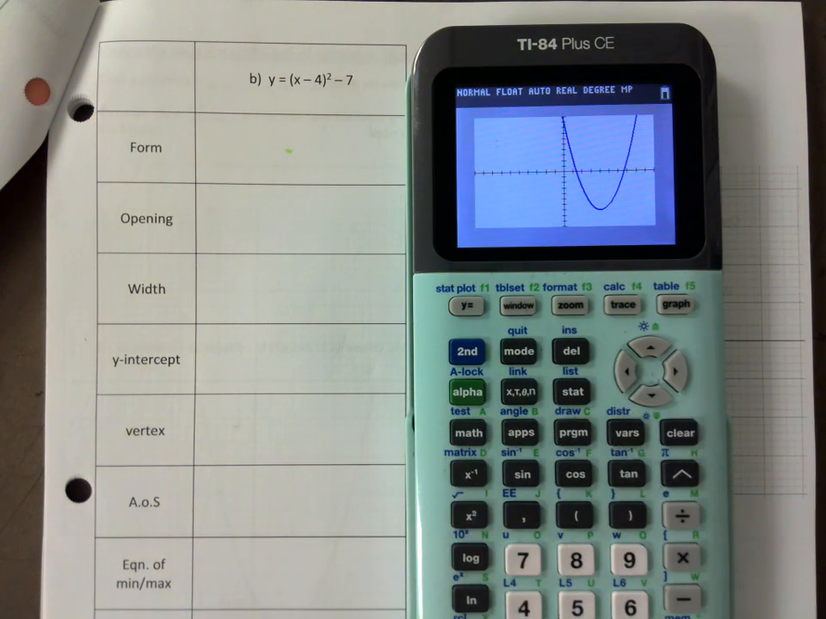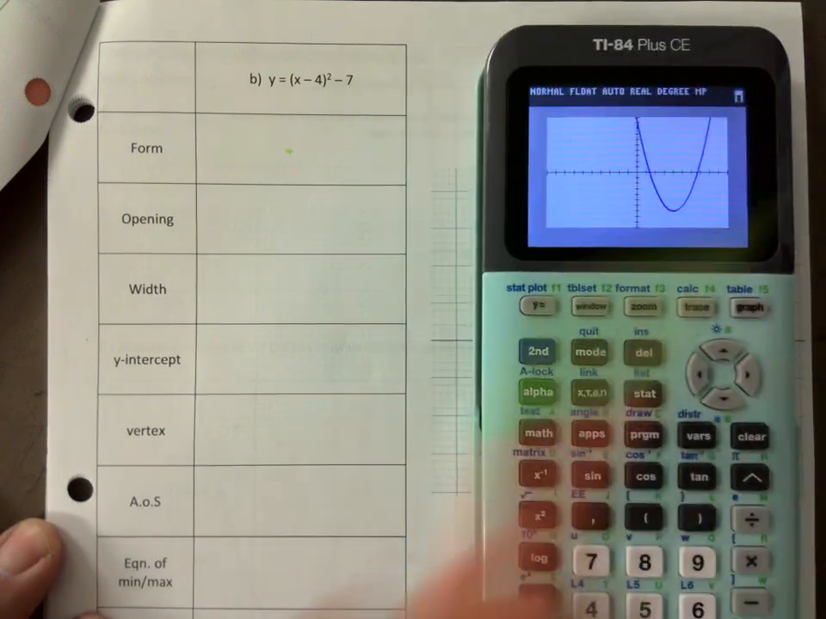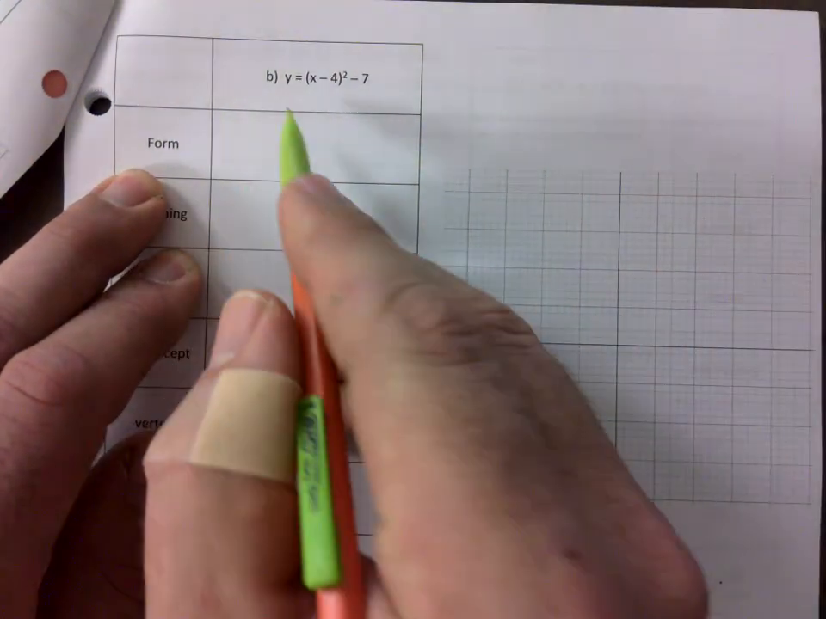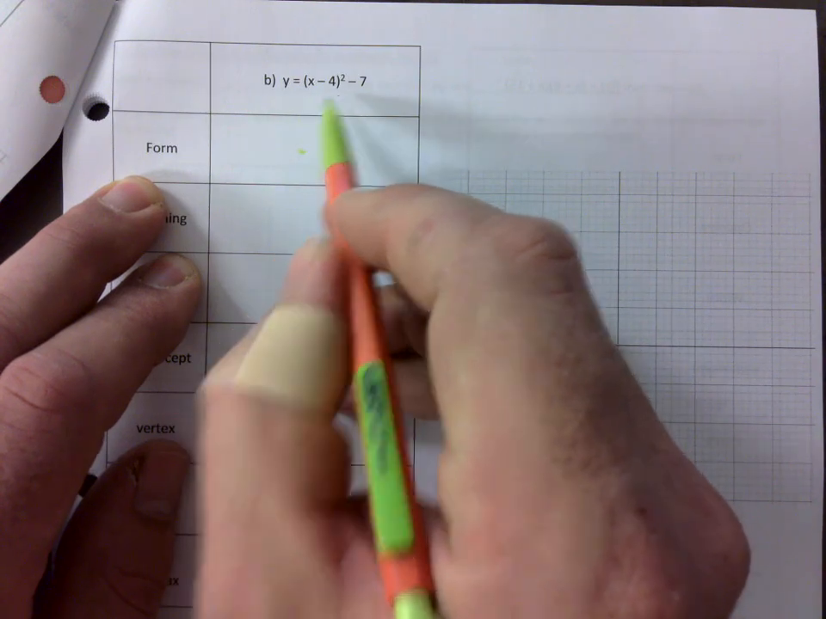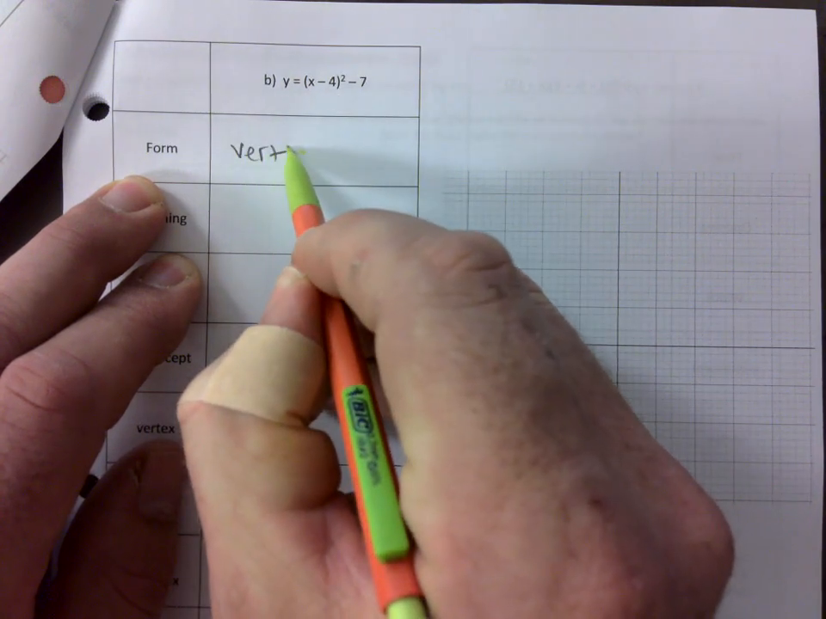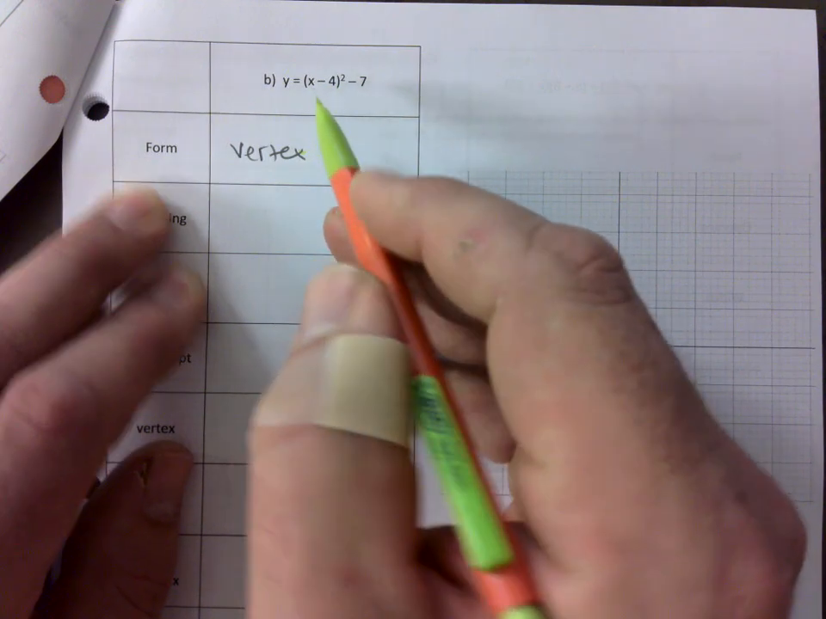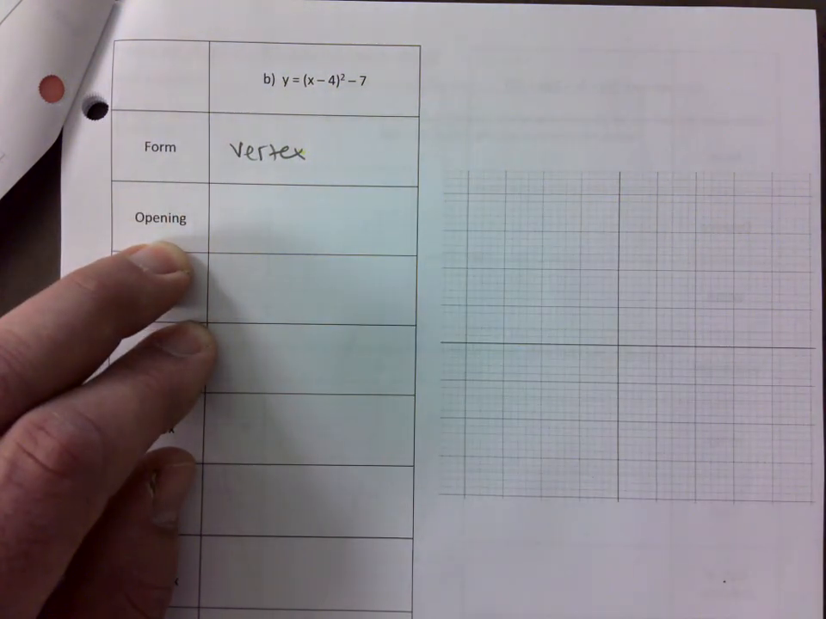So graph. So first, before I answer, what form is this in? Before we even graph, we should be able to answer this. This is vertex form. How do I know it's vertex? Because it's got only one set of brackets. The other one is factored, right? And if it doesn't have brackets, it's general.